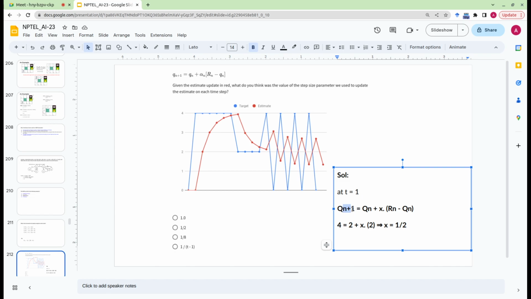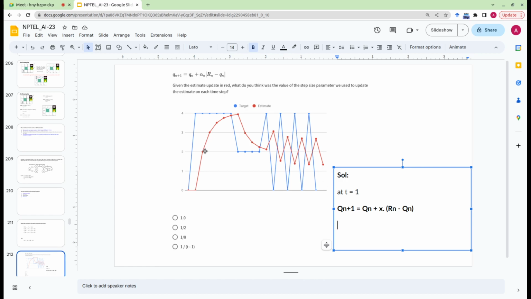Okay, so this is n plus 1 and this is n, it's not n plus 1. This is where I was making the mistake. So let's take Rn as the true value and Qn as our estimate. So it is saying Qn plus 1. So we are going to consider, let's say, n equals 1.